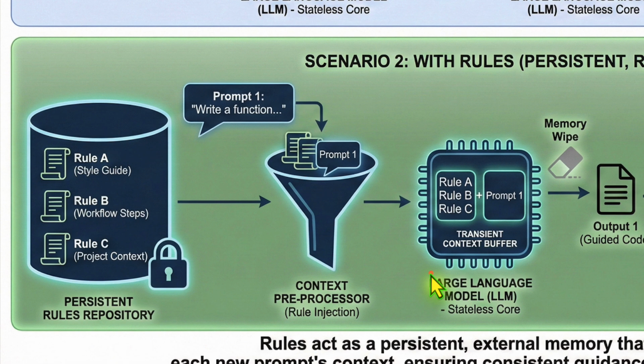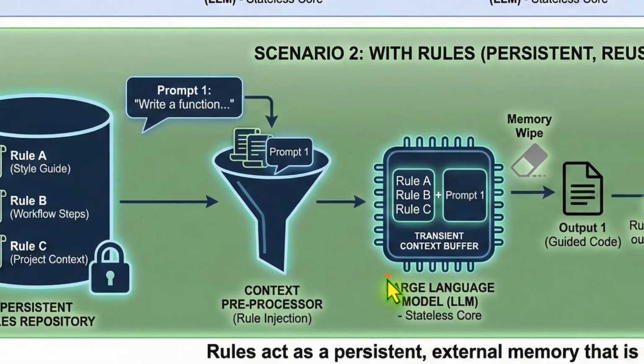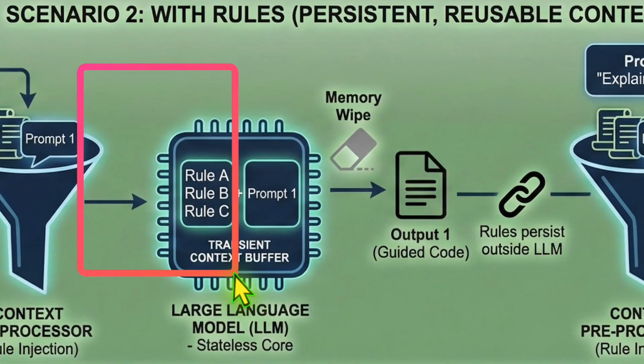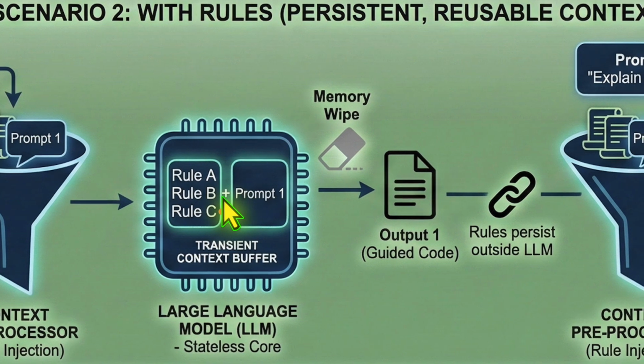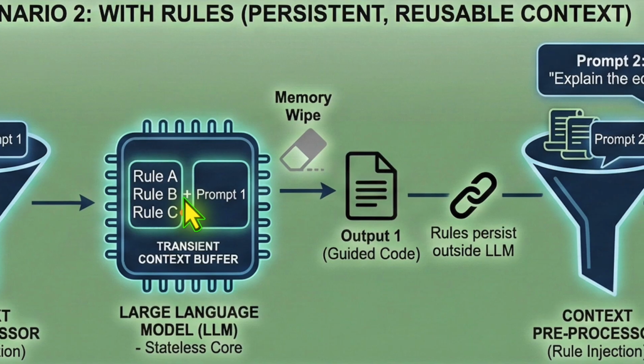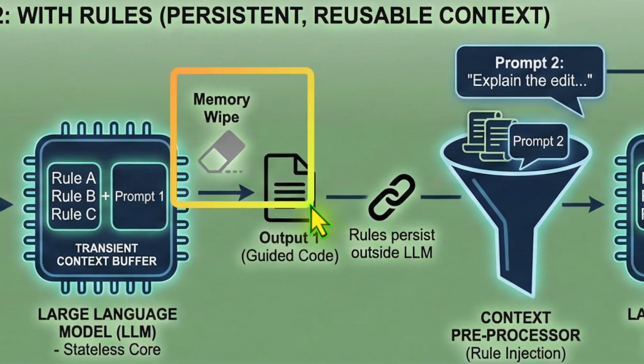Before your prompt reaches the AI, the system grabs those rules from the repository and injects them right in front of your prompt. Now look at the transient context buffer. It is no longer just your prompt. It's loaded with rules A, B, and C with prompt 1. The AI now has all the background information it needs to generate the output, which is the guided code that follows your specific standard. And the next stage is wipe memory.